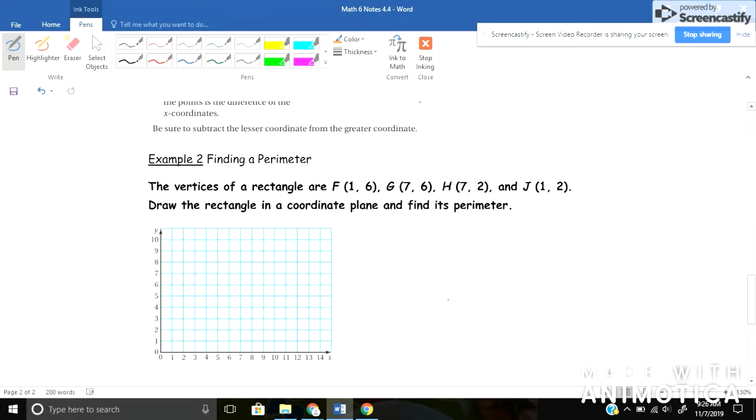All right, in example 2, it asks us to first draw the rectangle and then find its perimeter.